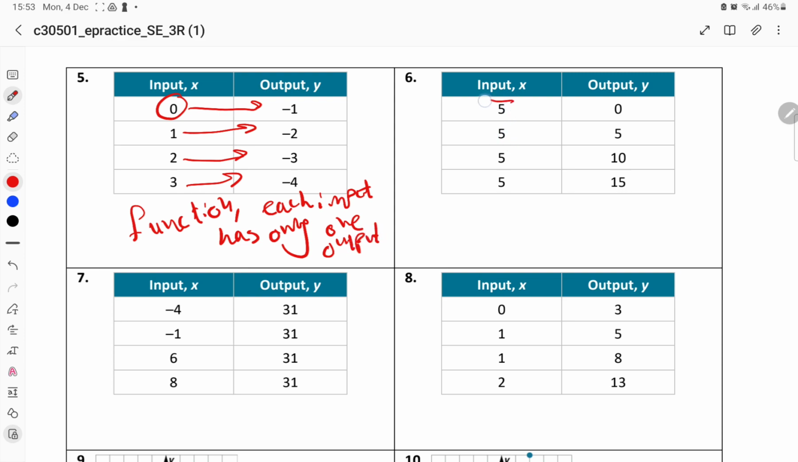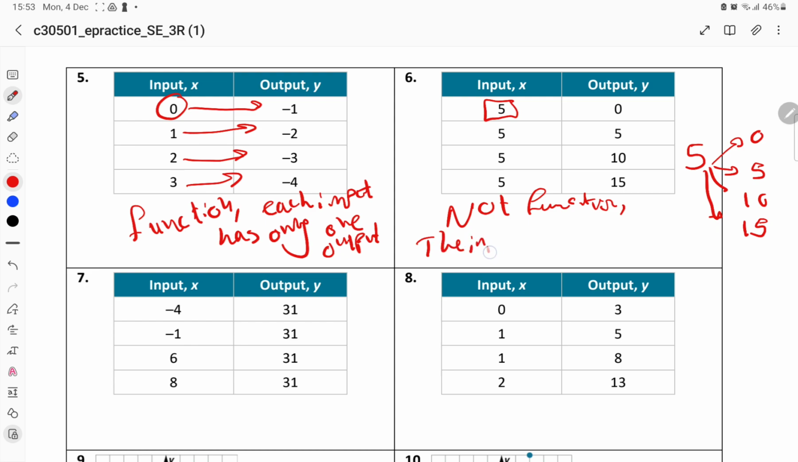What about this one? The 5. Look at the 5. It has an output which is 0. It has another output which is 5. Another output which is 10. A fourth output which is 15. So of course this is not a function. Why? Because the input 5 has how many outputs? 1, 2, 3, 4. Has 4 outputs.